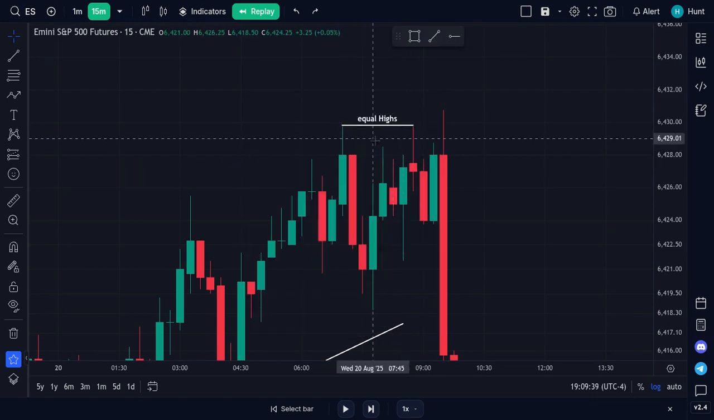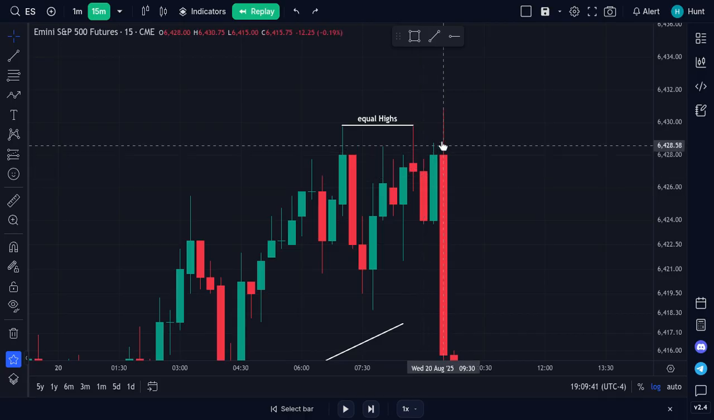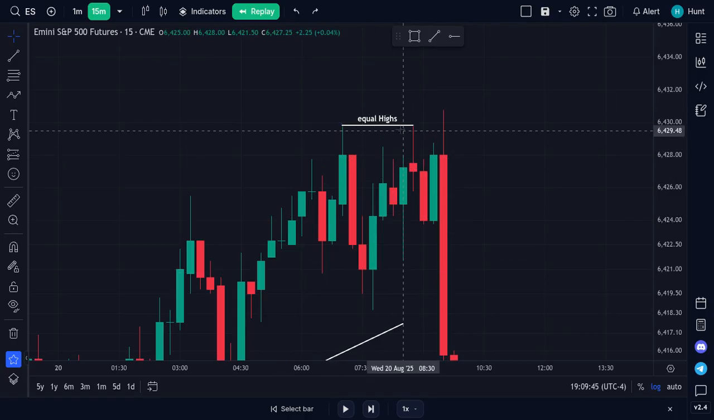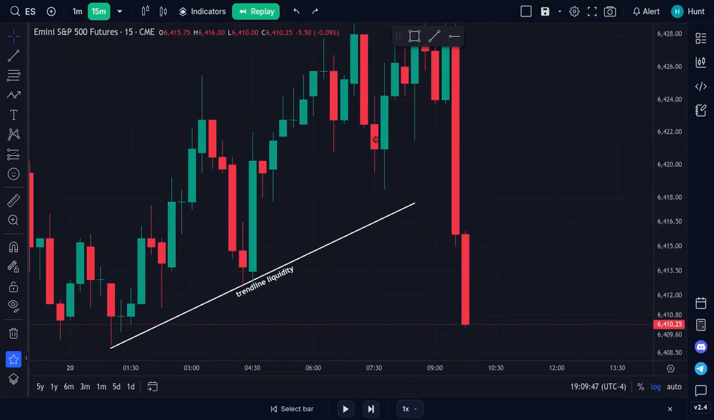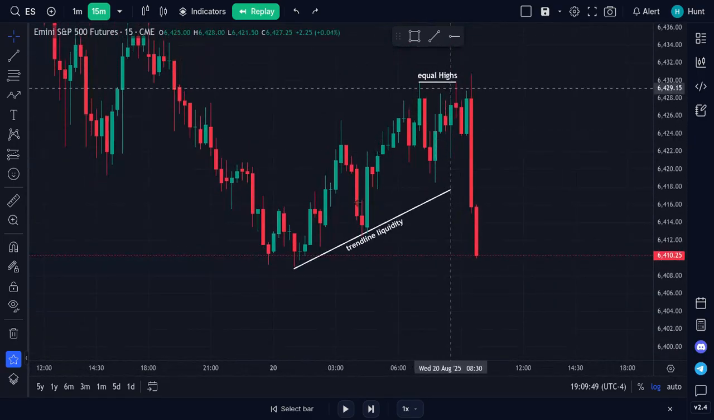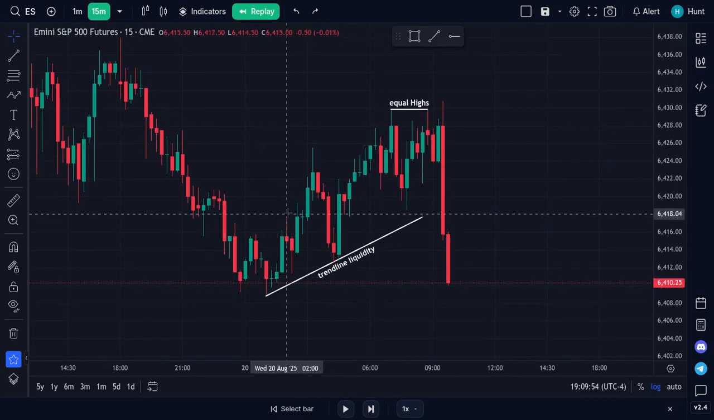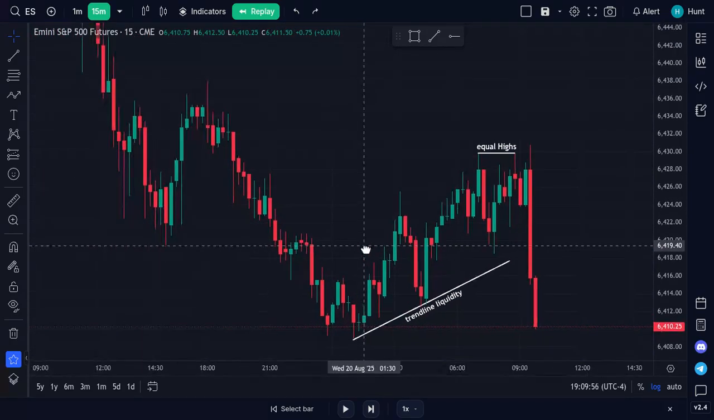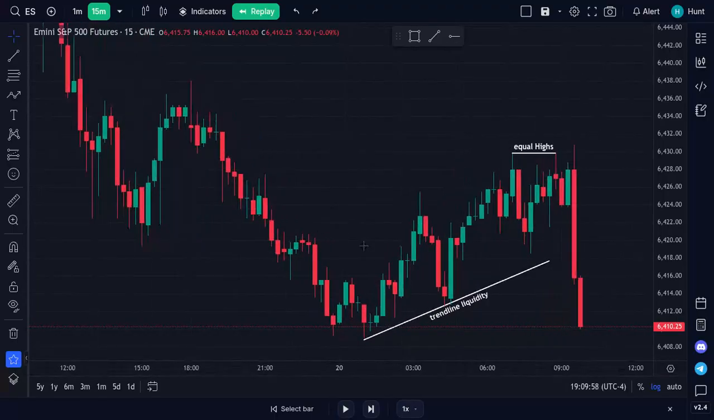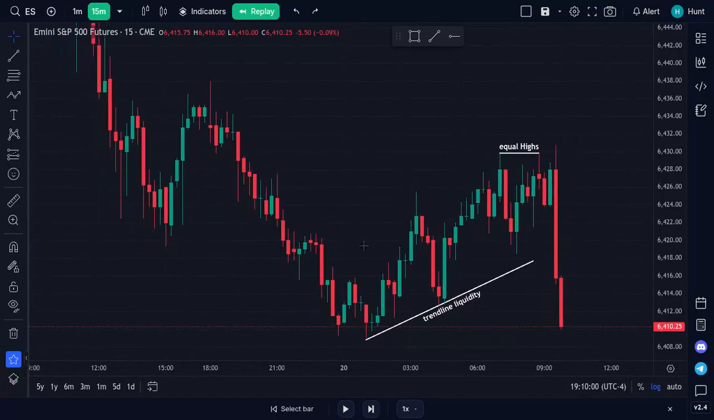And what does the price do? You see how it takes these equal highs out and then it goes further. So where does it go? It goes from these equal highs to this trend line liquidity. All right. So now we can see if we see any other forms of liquidity. Let's see.